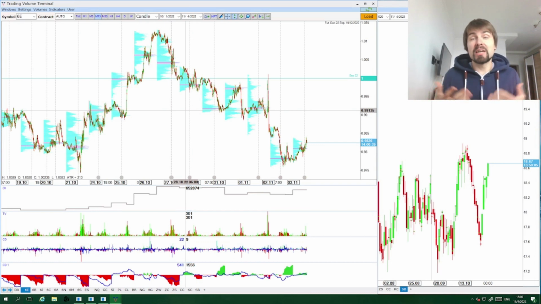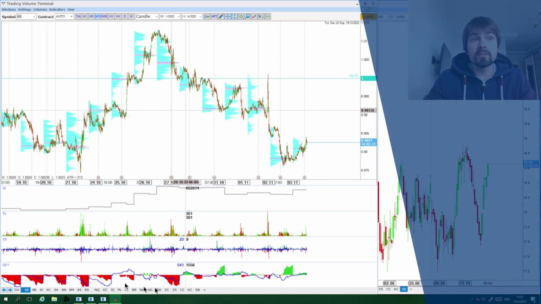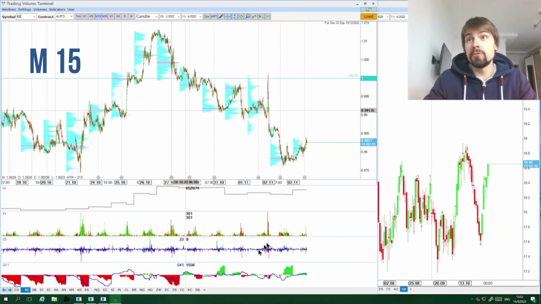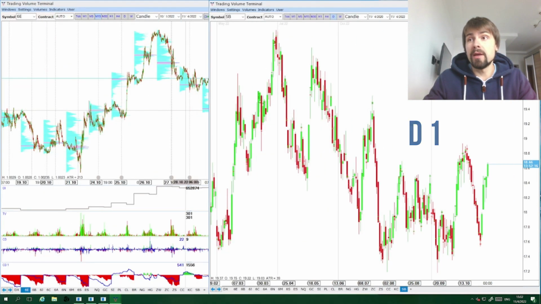With the help of Trading Volume Terminal, you can use all the volume analysis tools which are necessary to trade as a professional trader. And today I will show you how you can simply add all these trading tools to your chart. And it looks like this: one window for 15 minutes charts of all main trading futures, and another window is for the daily chart.